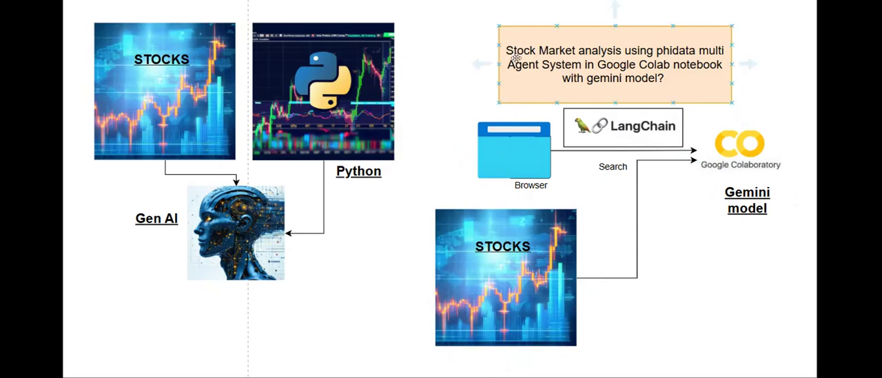The task is stock market analysis using PhiData. It's nothing but an agentic AI framework that we can use for creating a multi-agentic AI or multiple agents system in this Colab platform, and Gemini is the LLM model that we are using. In Gemini we have an experimental model that we are going to use.